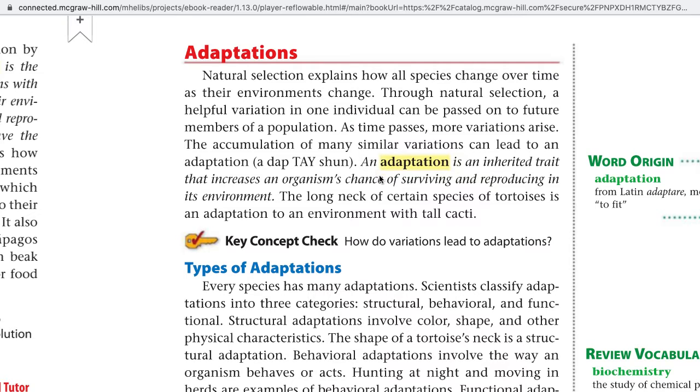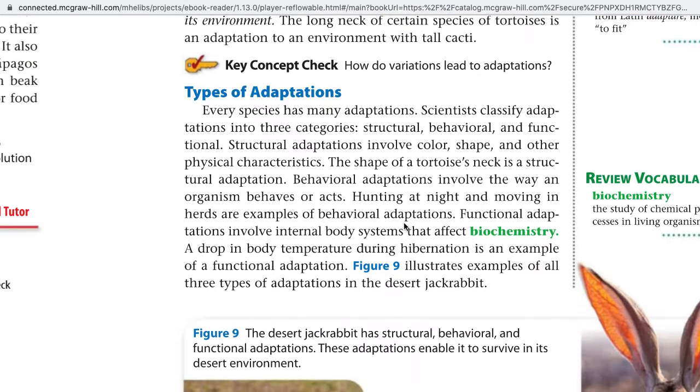An adaptation is an inherited trait that increases an organism's chance of surviving and reproducing in its environment. The long neck of certain species of tortoises is an adaptation to an environment with tall cacti.